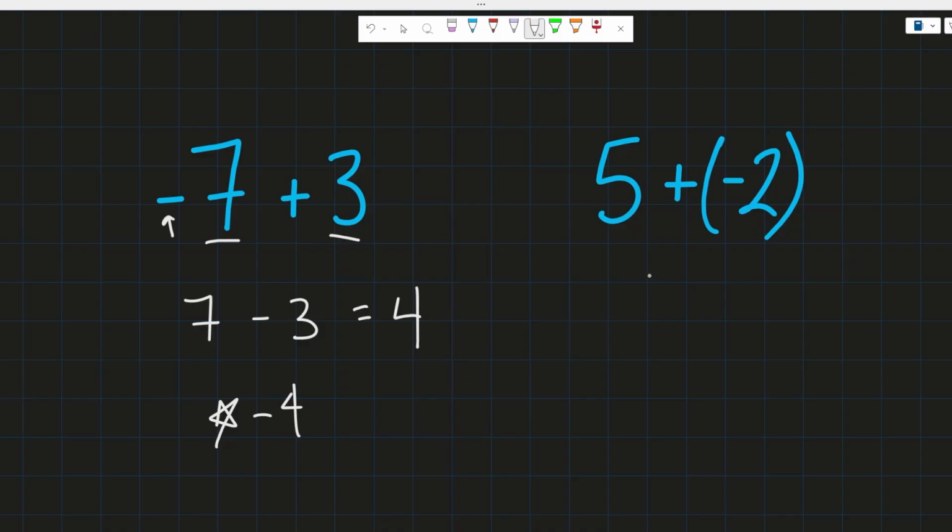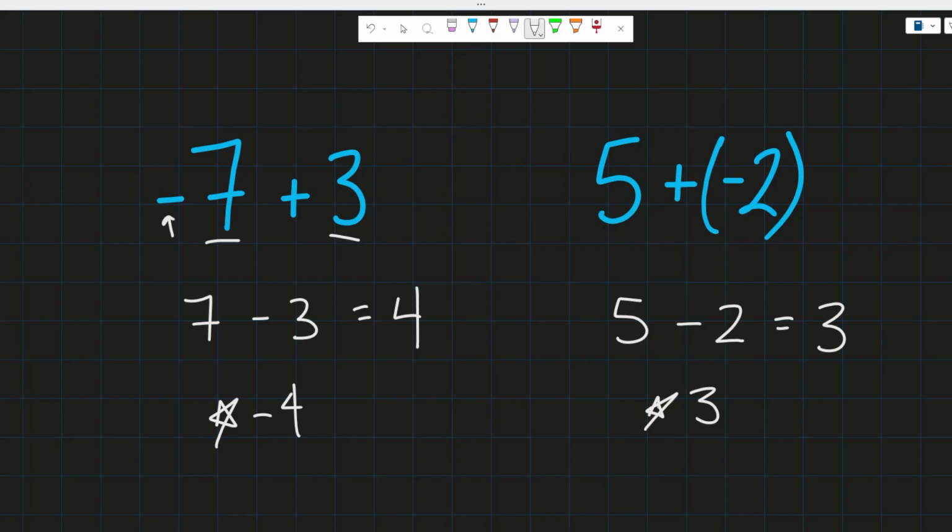So let's look at the next one. We have 5 plus negative 2. So we got positive, we got negative. Since we got different signs, we're going to subtract. So I'm going to say 5 minus 2 equals 3. Again, I'm going to go look in the problem. We have positive 5, negative 2. 5 is bigger than 2. 5 happens to be positive, so my answer will be positive 3 this time.